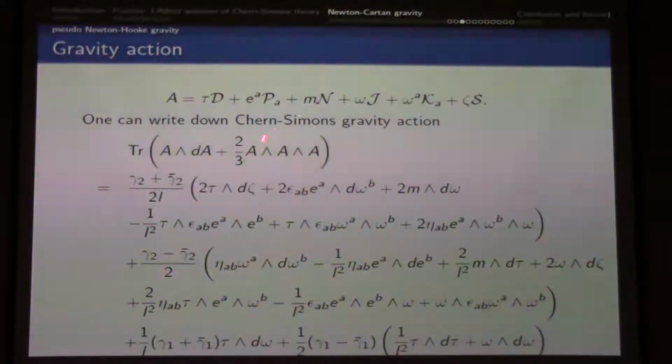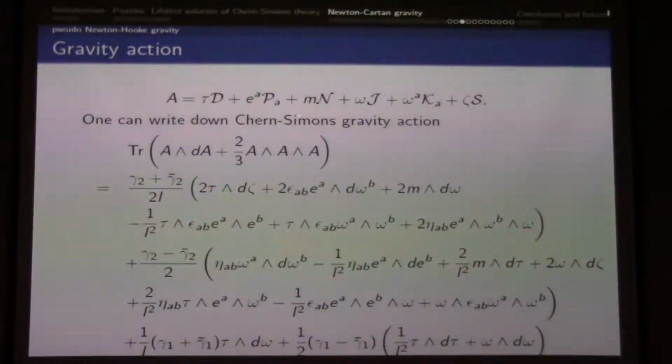And then, again, you can write down the transcendence action of it. There are four independent parts. The first part will be analogous to Einstein-Hilbert action. The second part will be completely analogous to topological massive gravity term. And the third part and fourth part, the role of the analogy will be seen later.